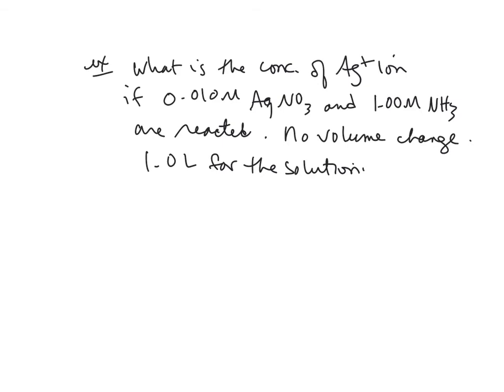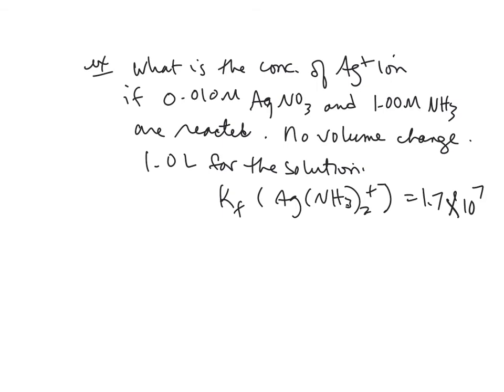All right, and we're also given that Kf for Ag(NH3)2+ equals 1.7 × 10^7. Okay, so the question is, what's the concentration of the silver ion? And we can work that out pretty easily. Two-step process, just like we saw with the titration problems.